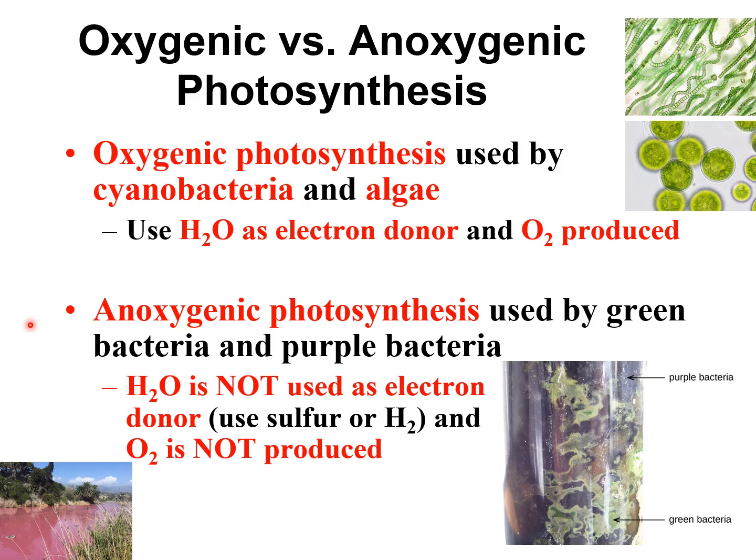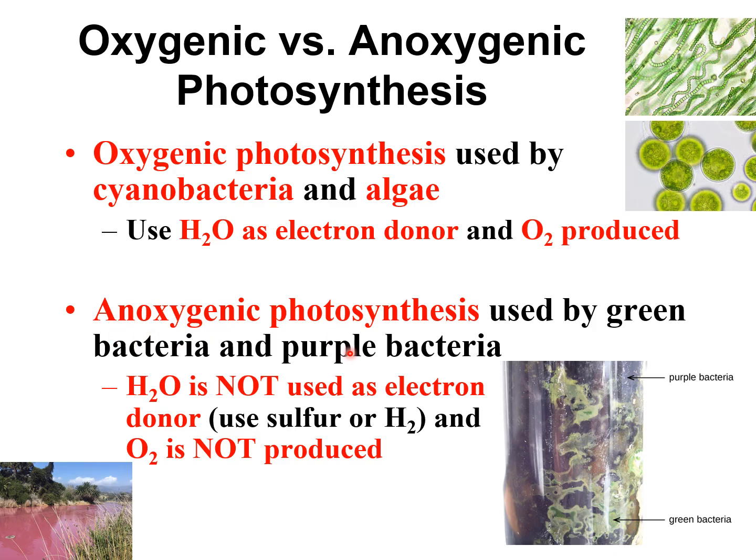type of photosynthesis that cyanobacteria up here on the top do, and then algae here on the bottom also will do. And that's because they're using water to break apart to get electrons from, and that's how the oxygen is being produced. But there's also another type of photosynthesis that you've not learned about before, and they call it anoxygenic photosynthesis, and an means without.